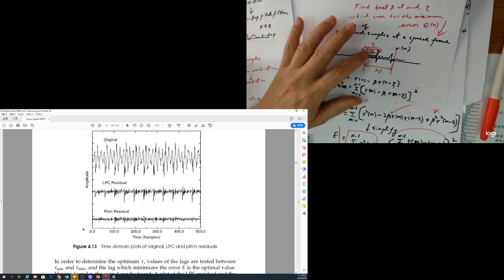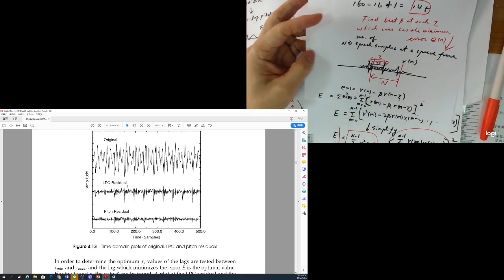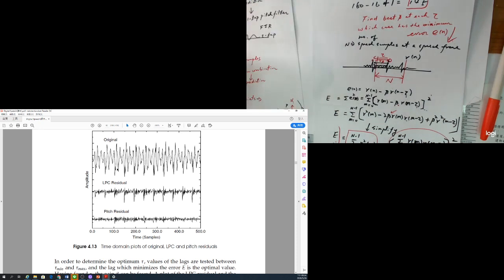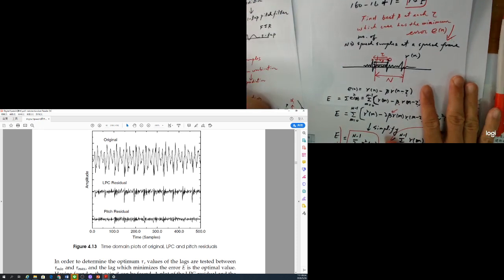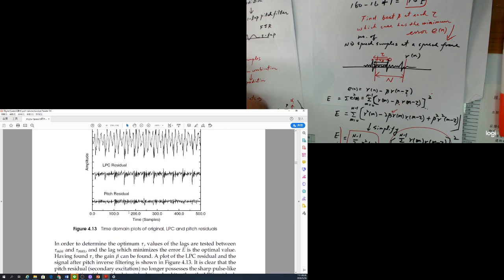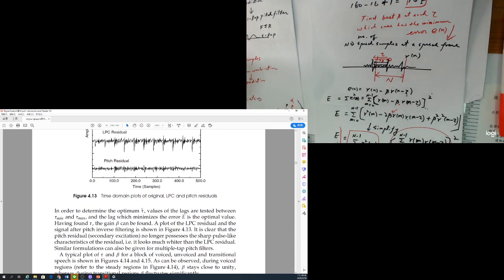So you can see here, original signal, we are trying to remove the LPC. We remove LPC, so we get an LPC residual signal. And then we get the pitch signal, remove the pitch signal, so it becomes the pitch residual. So right now we get an optimal tau, and that one could be called a lag. So we get the best tau and sometimes the best gain, beta, the prediction gain.